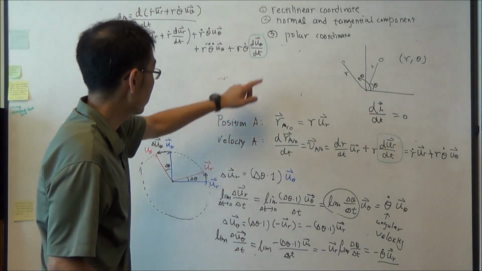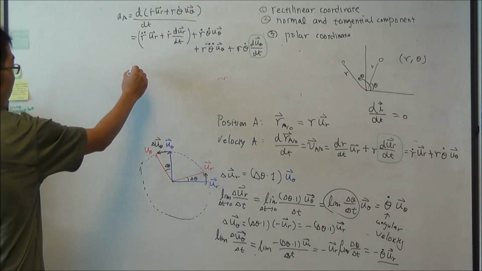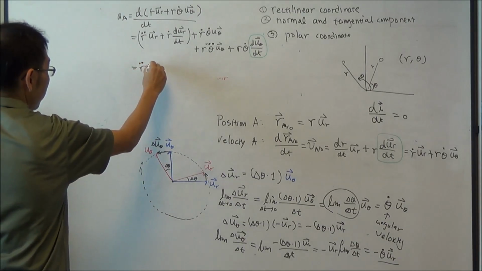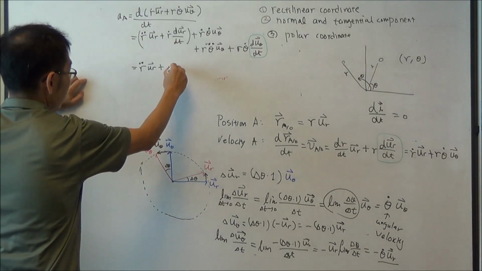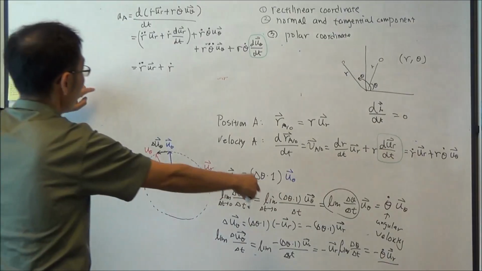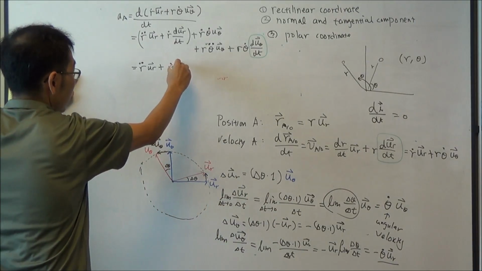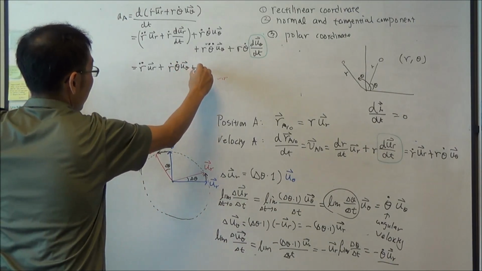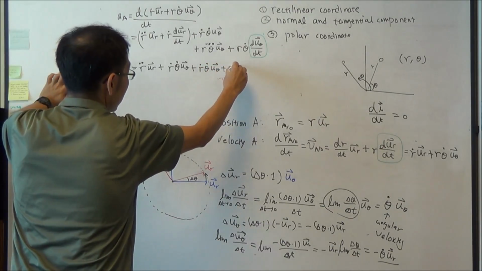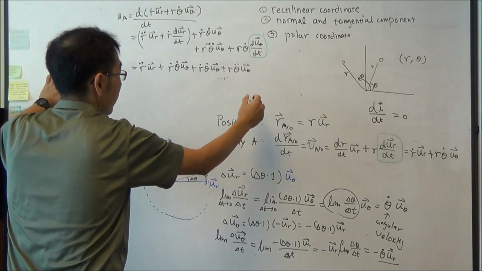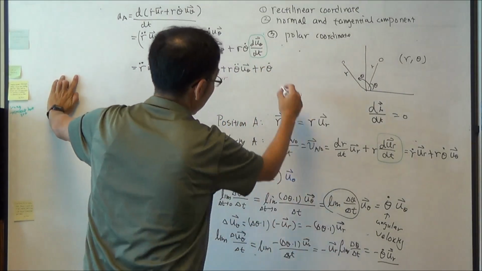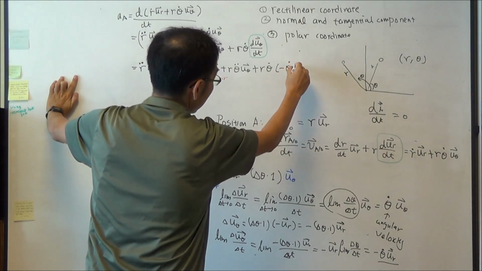So I just replace with this one. So let me write it down more nicely. This is r double dot u_r, and then r dot times du_r over dt is theta dot u_theta. And r dot theta dot u_theta, r theta double dot u_theta, and r theta dot du_theta over dt is negative theta dot u_r.